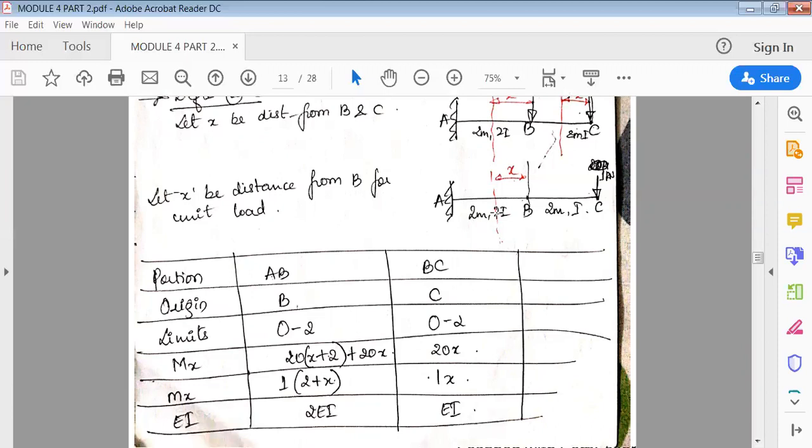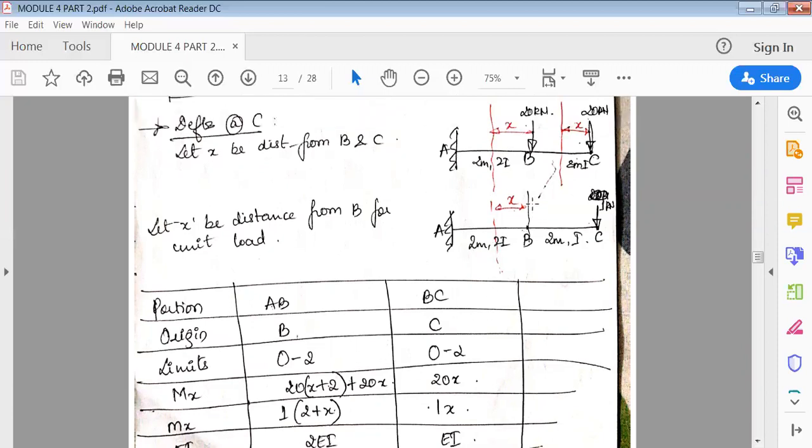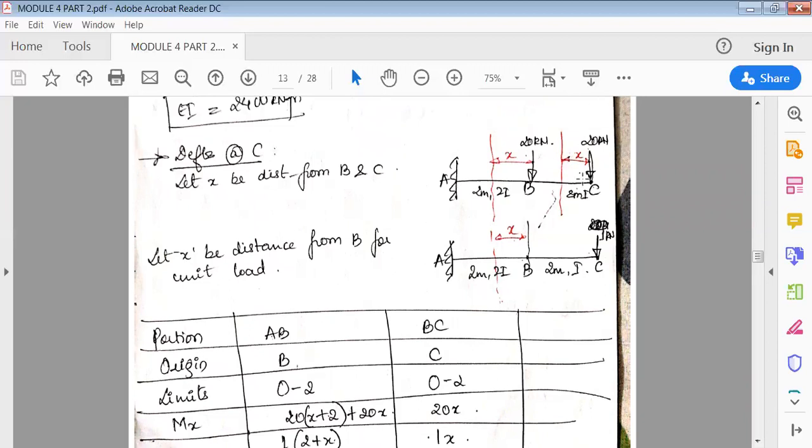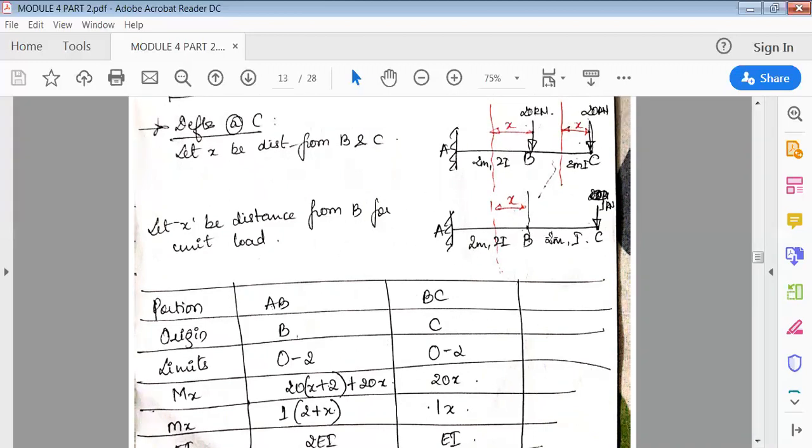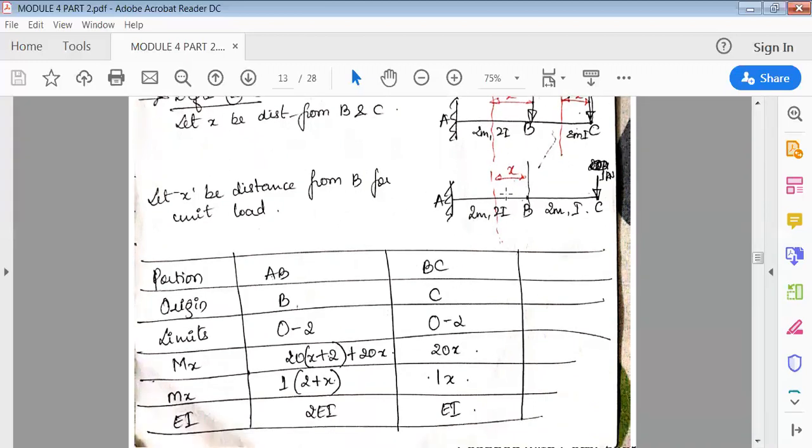Next, in BC span, to the right side only one load is there. That is 20 into X. We have written it 20 into X. Next, bending moment small mx. Okay, so mx is equal to now, we'll come to this section. So in this section in AB span, it is 1 into X plus 2. X is this portion plus 2. Again, why I'm cutting this X here is, in AB span, we'll cut only that span. Only cut the section in that span.